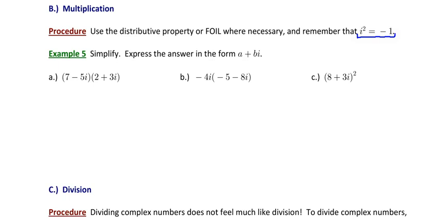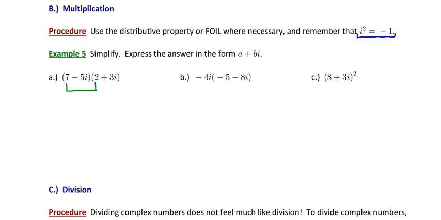On example 5a, we have the product of the complex number 7 minus 5i times the complex number 2 plus 3i. We can treat this as if it's the product of two binomials and simply FOIL it out.